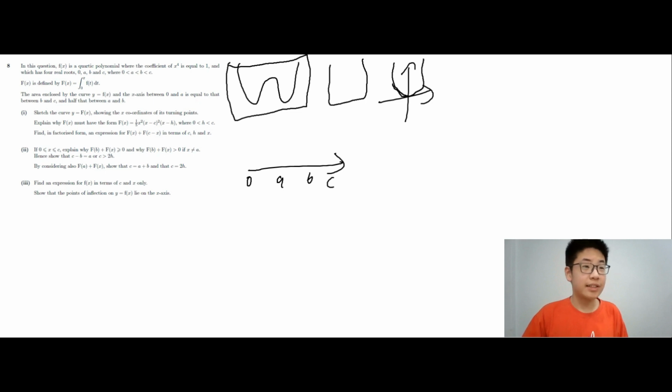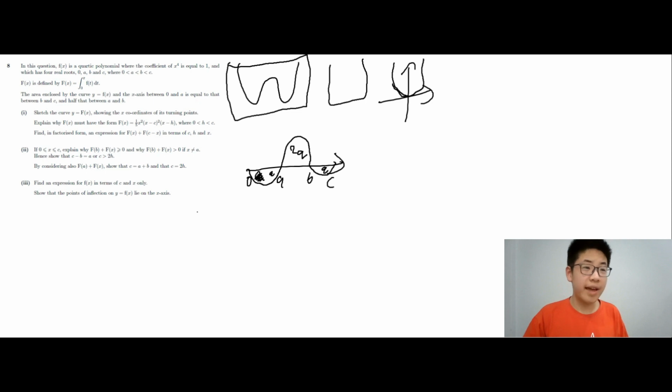Now f of x is defined as the integral. The fundamental theorem of calculus states that the derivative and integral are opposites, which means that if you take the integral of the derivative, you will get the function. Now, how is that going to be important? Well, you see, 0, A, B, C. Let us draw a normal quartic. It should look like this. Now, the area enclosed by the curve y equals f of x and the x-axis between 0 and A is equal to that between B and C. Let us call this area, okay, what's your favorite letter? Mine's Q. Let's call this Q, 2Q, and 2Q.